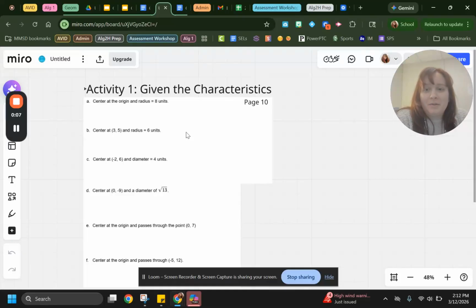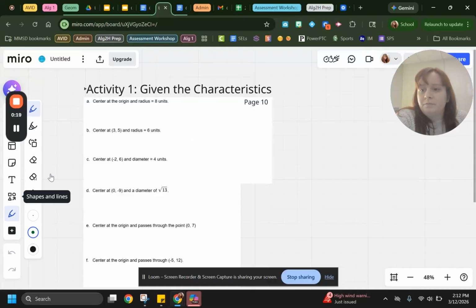I'm going to be going through activity 1 and a bit of activity 2 today. So just follow along if you'd like or continue to work through it. But I'm going to start with this first one here. As we're working, this says that we're going to write the equation of a circle with center at the origin and a radius of 8 units.